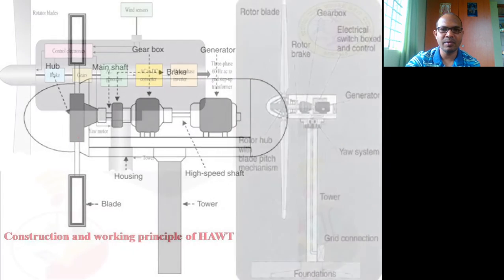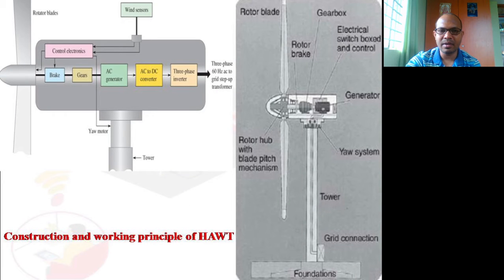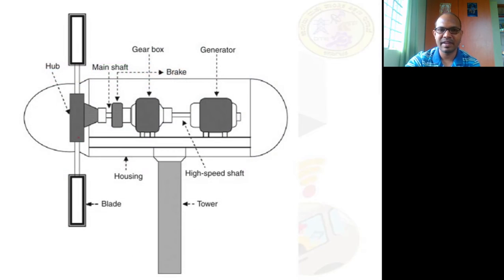Now even here you can see this is a complete rectangular box. That is what we call a nacelle. A nacelle is something like a housing that encloses all these things: the rotor hub, the gearbox, the AC generator, the AC to DC converters, then the three-phase inverters. Everything will be collectively placed in a box. That is what we call a nacelle, and it protects from variations in the atmospheric conditions.